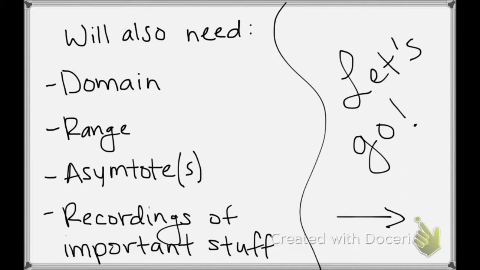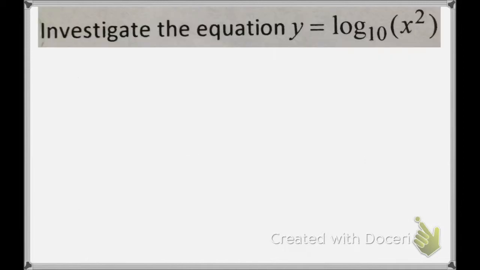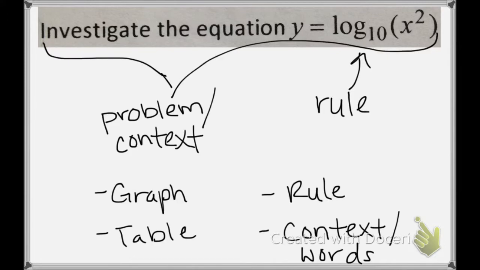So here's the question we are using. Right off the bat, we have two of the four functions that we need. The two that we already have are the rule and the context or words. So that's all set, and now for the table.